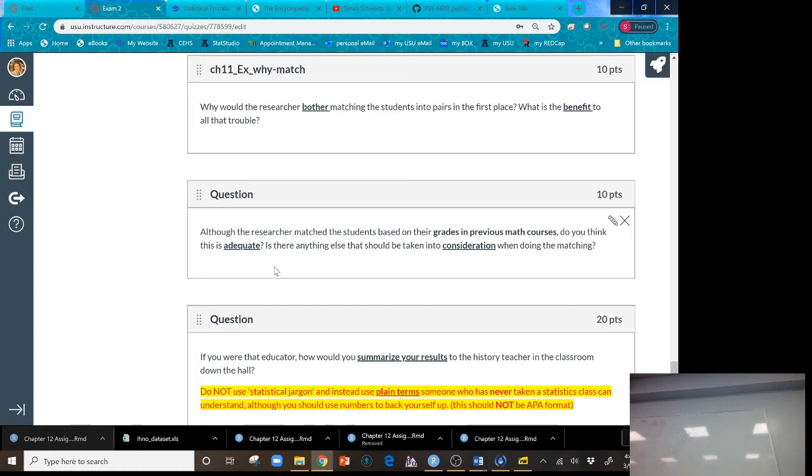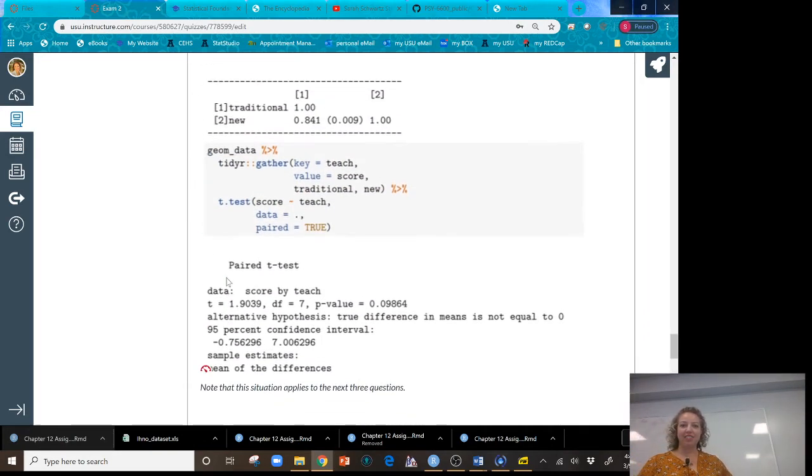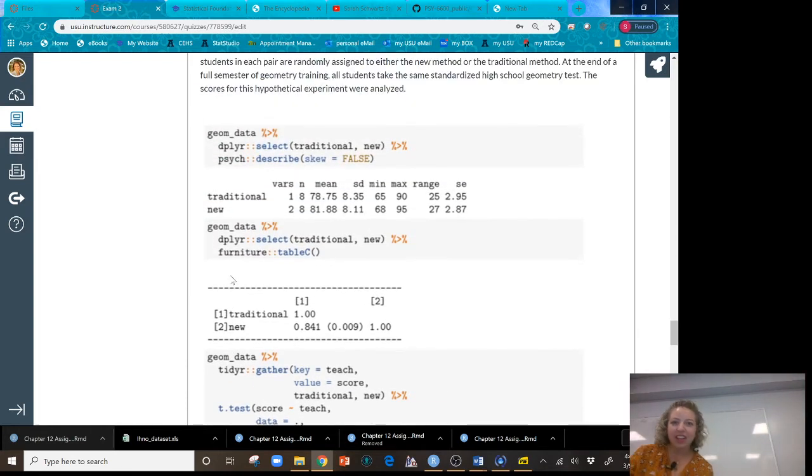Okay, and the last one, not in APA. You were supposed to tell me what the results meant. What did these results show? What's not significant? There's no significant difference between new and traditional? There's no difference? But look at that. The new way, they got a lot higher of an average. That's a higher average. We should teach the new way.